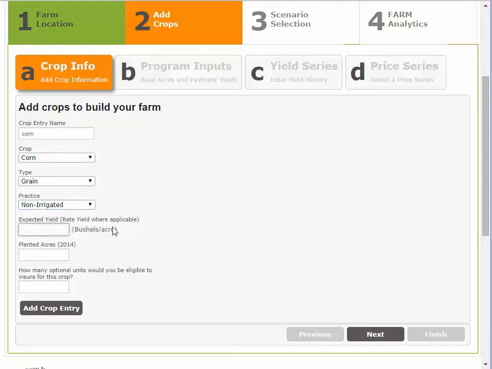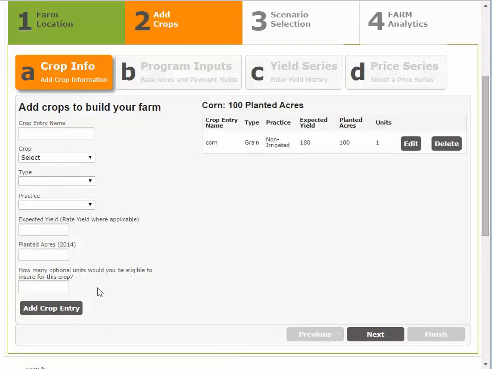This all relates to crop insurance. I'm going to enter an expected yield of 180 bushels here. Actually, this number is not going to influence our Ark County and PLC payments, but if we're going to also estimate Ark individual, this rate yield impacts the level and somewhat the variability of yields. We're also going to enter optional units, which is a crop insurance term. I'm just going to enter 1.